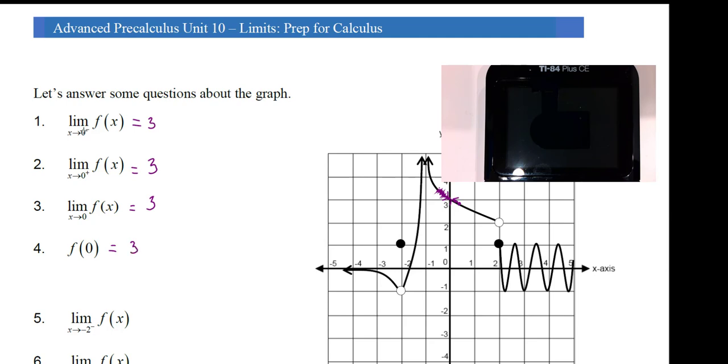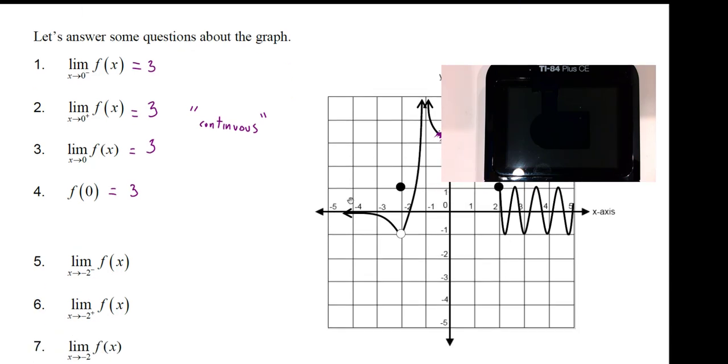When these kind of conditions come together, we call this a continuous function. A continuous function used to be I can draw it without lifting my pencil off the paper, but now more formally it means there's a limit and it exists, and the function value actually equals that limit.